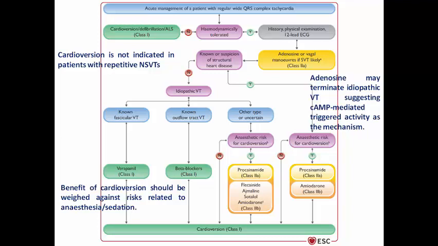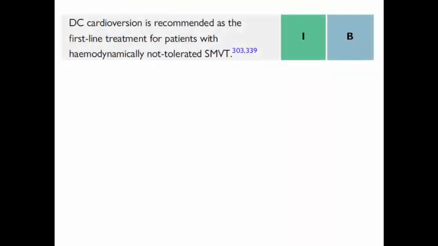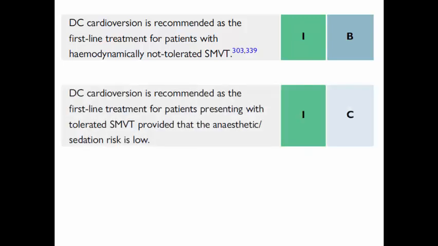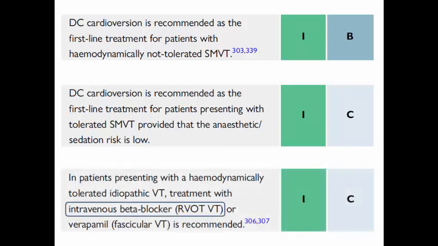This is the main difference in the acute management of VT in the 2022 from the 2015 guidelines. So the recommendation is that DC cardioversion is recommended as a first-line treatment for any patient with hemodynamically not tolerated sustained VT, and it is recommended also as a first line for patients presenting with tolerated VT, provided that the anesthetic and sedation risk is low. In patients presenting with hemodynamically tolerated idiopathic VT, we can use IV beta blockers for RVOT or outflow tract VT, or verapamil for fascicular VT.